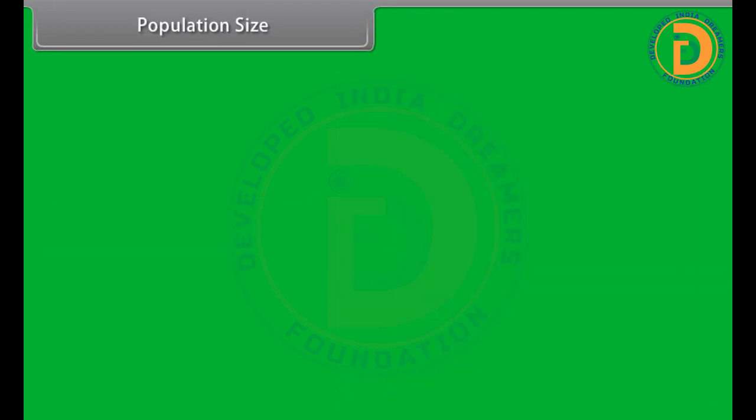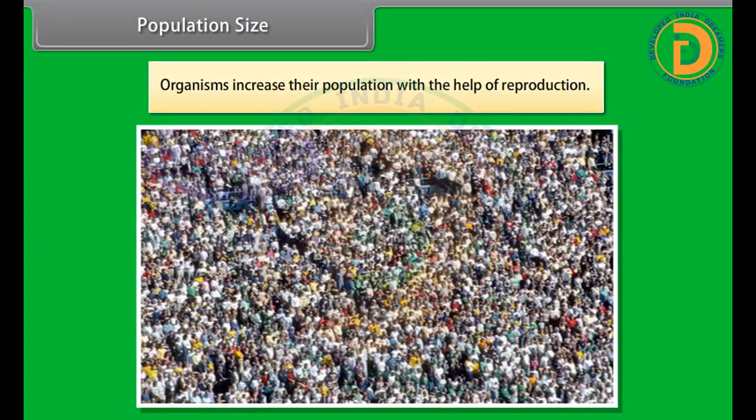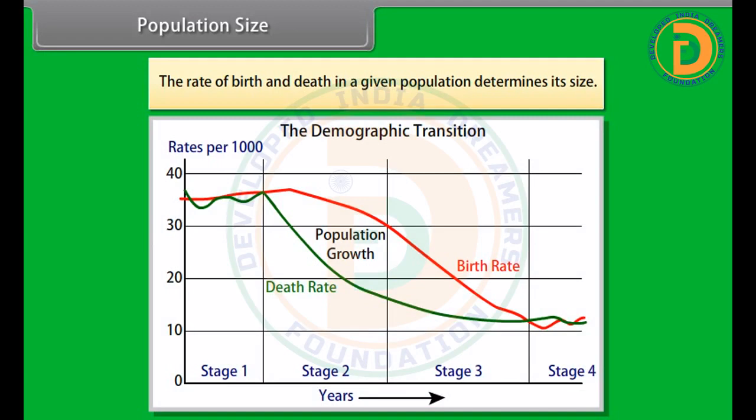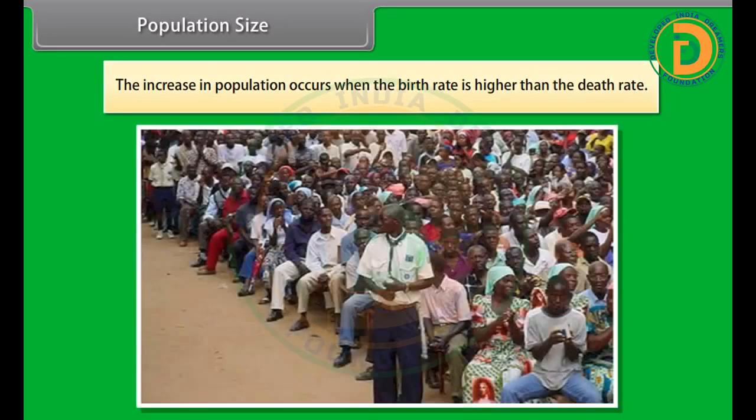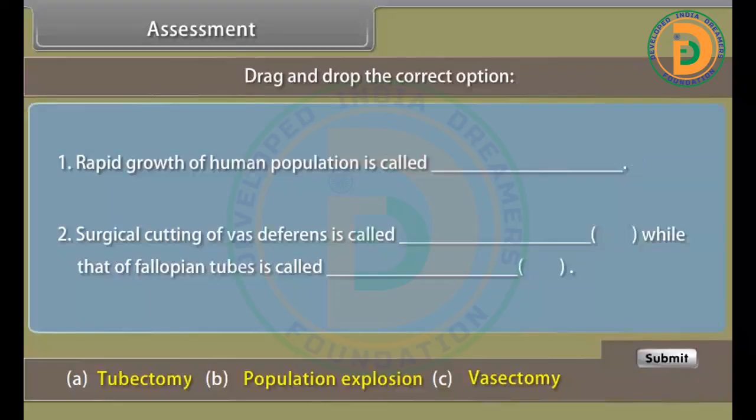Population size. Organisms increase their population with the help of reproduction. The rate of birth and death in a given population determines its size. The increase in population occurs when the birth rate is higher than the death rate. Assessment. Before proceeding further, let us know how much you have learned. Drag and drop the correct option.